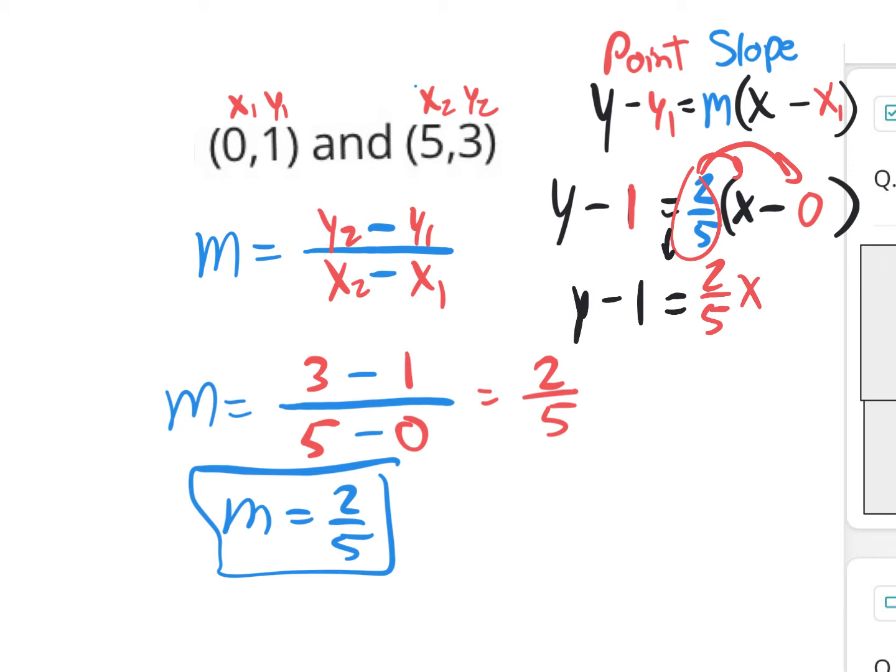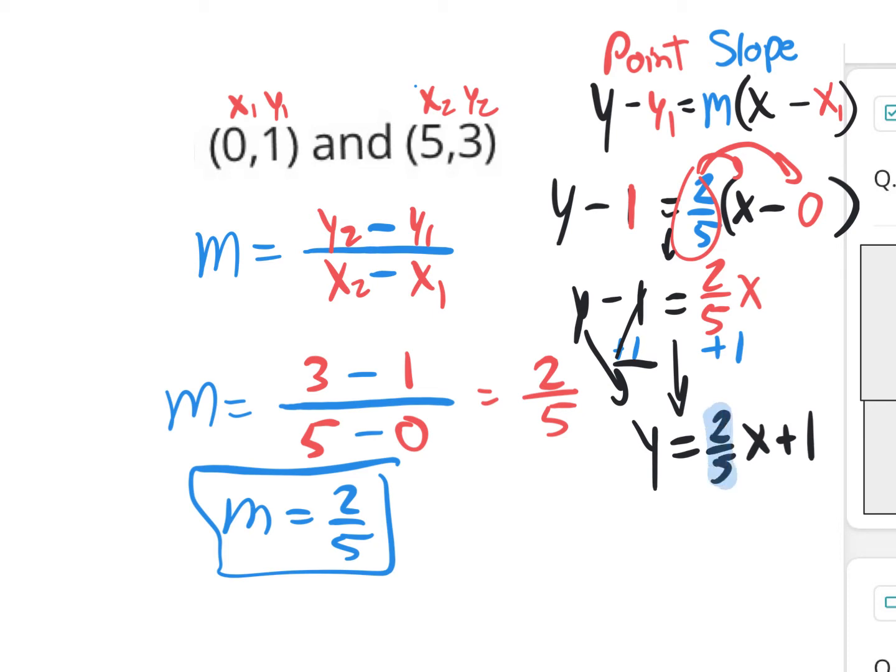It's almost in slope-intercept form. It's almost y by itself. All you have to do is get rid of that 1 by adding 1 to both sides. So my new equation, the equal sign comes down again. This cancels out. I have a y left over. Y equals 2/5 x plus 1. And of course, your m value is 2/5, and your b value is 1. And that is your answer.